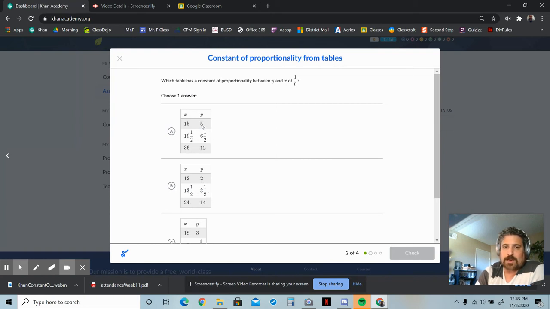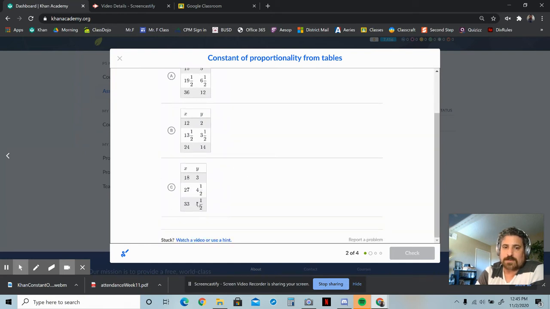This one here is 1/3. That's not going to work because 5 over 15 is 1/3, so that's eliminated. Or maybe it's this one down here. 3 over 18 is 1/6. That's true. 4.5 over 27 is the same as 9 over 54. Is 9 over 54 the same as 1 over 6? Yes. This is the same as 11 over 66. Is 11 over 66, 1/6? Yes. So C is the one that works.